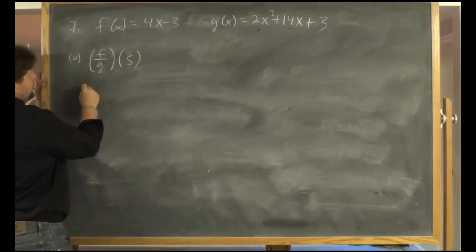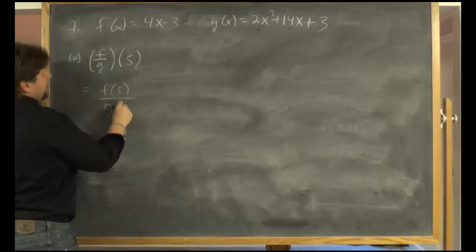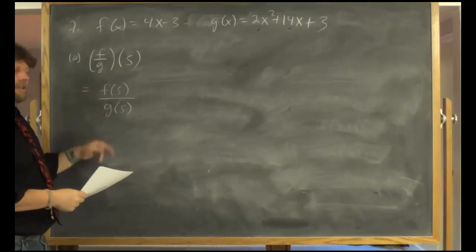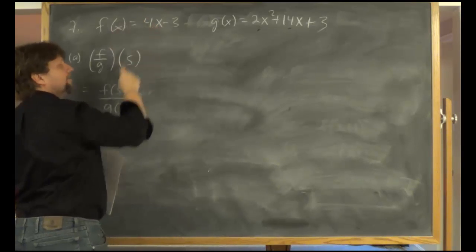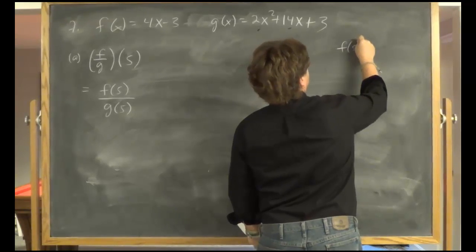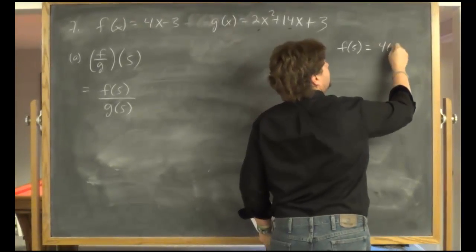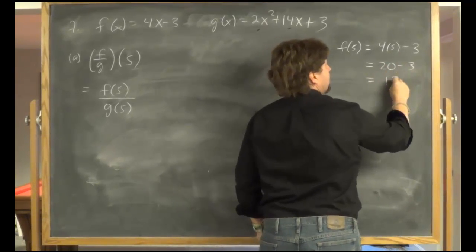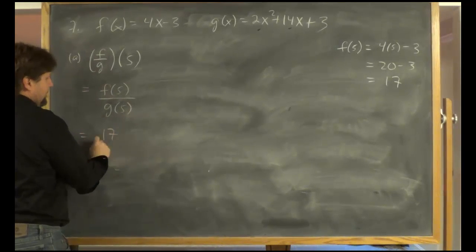Keep in mind, f divided by g of 5 is nothing more than f of 5 divided by g of 5. So you have to determine what f of 5 is and what g of 5 is. Well, to get f of 5, you're going to put 5 in here for the x's. So let me write that over here real quick. For f of 5, you'd put the 5 in for the x's, so you'd have 4 times 5 minus 3. That's 20 minus 3, that's 17. So f of 5 is 17.